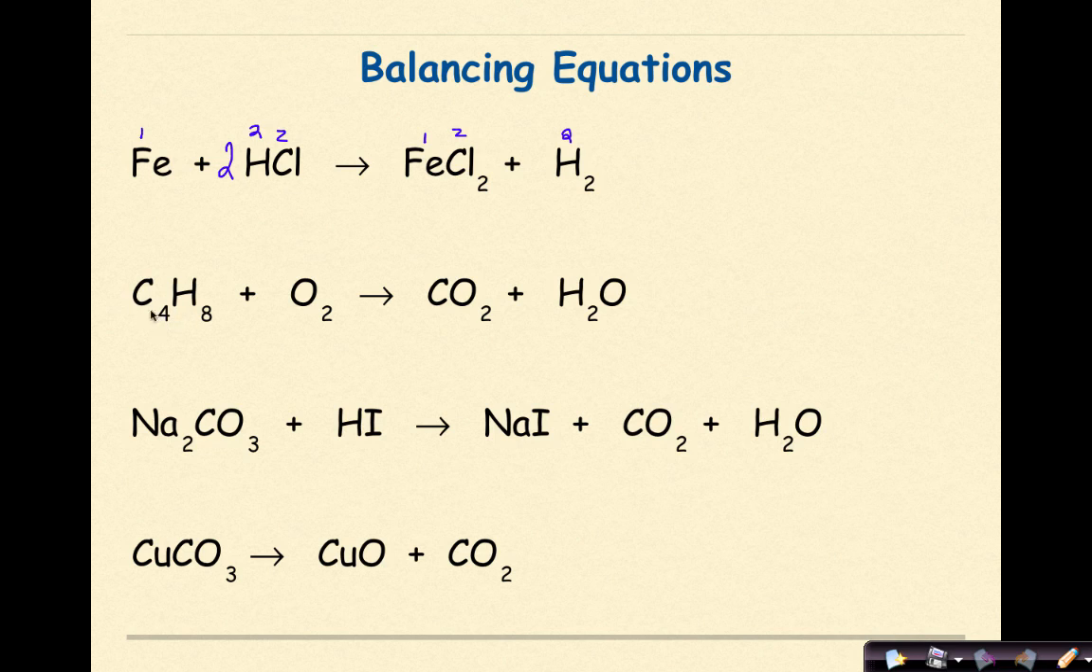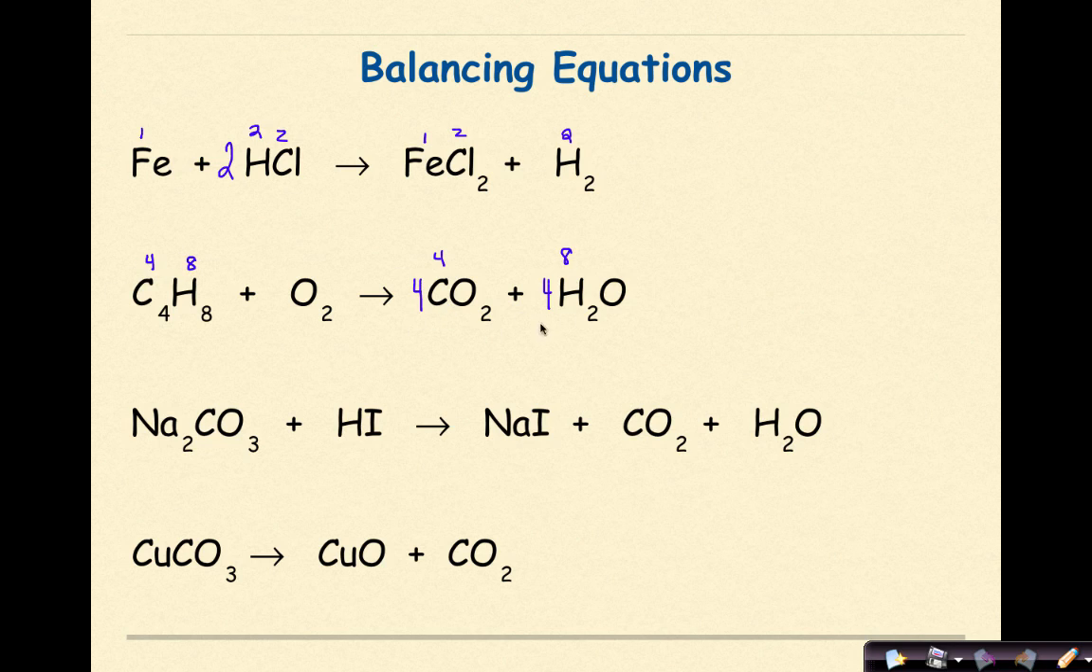So I have 4 carbons here, so I'm going to put a 4 in front of the CO2. 4 carbons, 4 carbons. Then I'm going to go to the hydrogens. I have 8 hydrogens as reactants. I'm going to put a 4 over here. 4 times 2 gives me 8. So now my hydrogens are balanced.